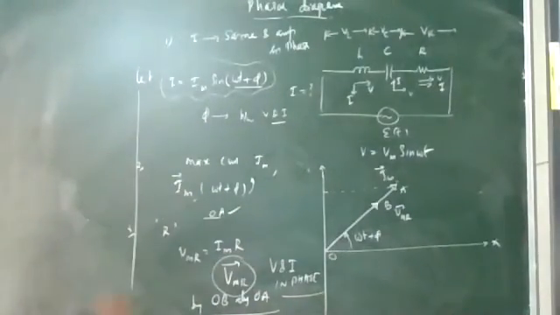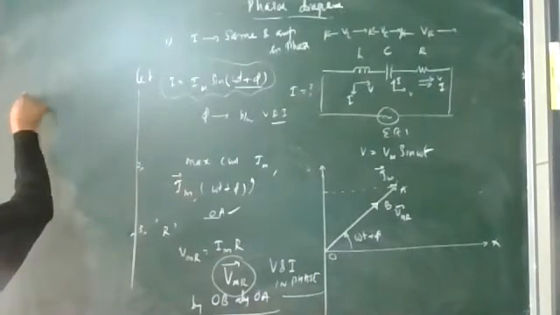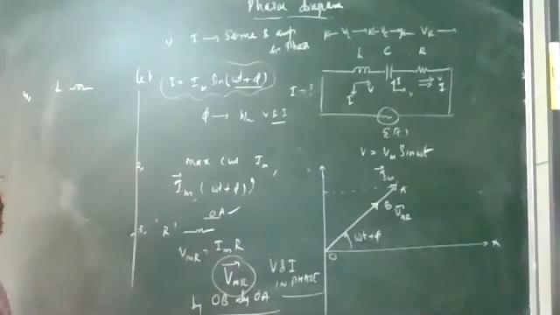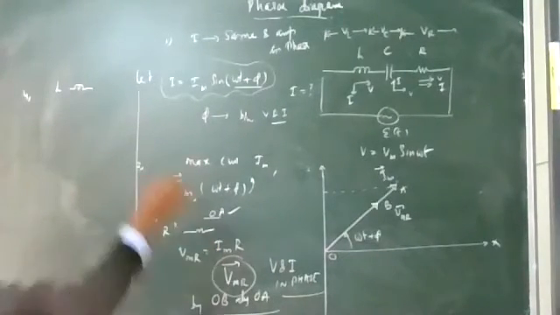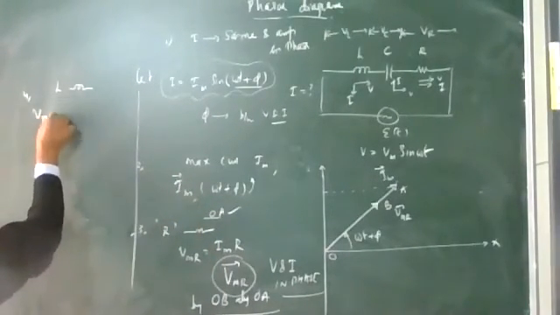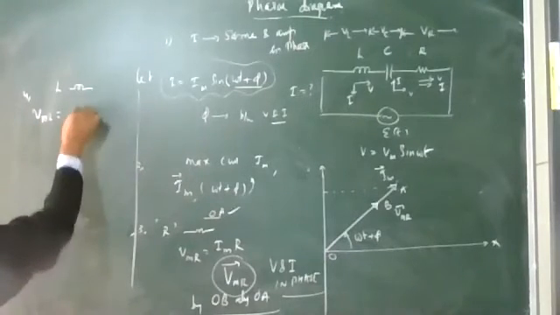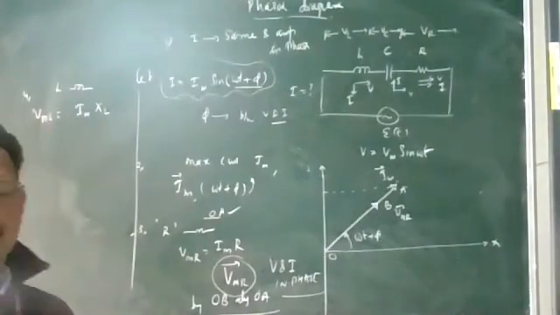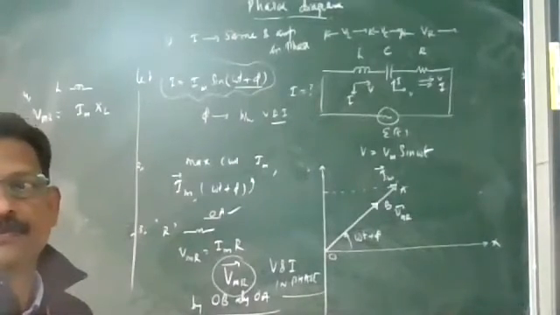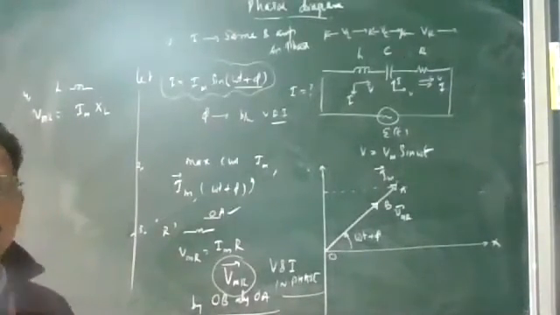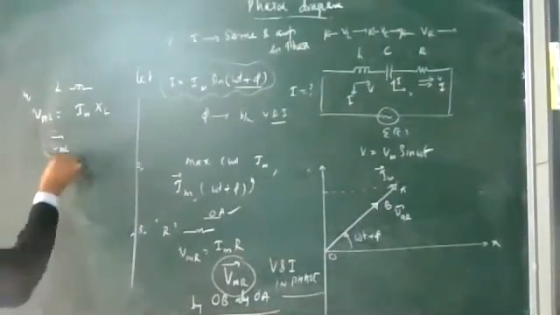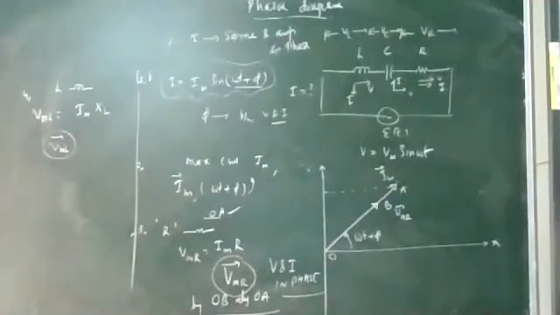Next is point number 4. What about the inductor? The resistor is over. Now the inductor. In the case of an inductor, the maximum value of voltage across the inductor is the maximum current into its reactance. So the maximum value of voltage across the inductor, VML vector, you have to represent in the phasor diagram.